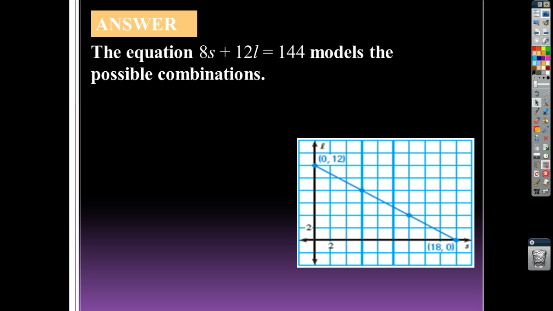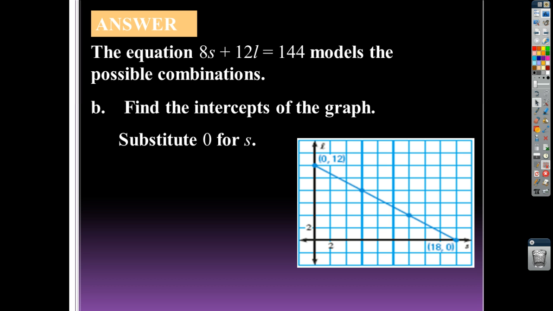I'm going to say if I use 0 small vans, everybody's going to fit into 12 large vans, right? Because that would be 144. And if I only use the small vans, I'd use 18 of them and no large vans, and that would fit all 144 people. Okay. Then I'm going to use that, and I can look across the graph and find a couple other possible combinations, right?